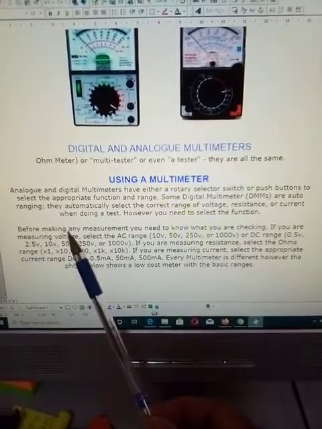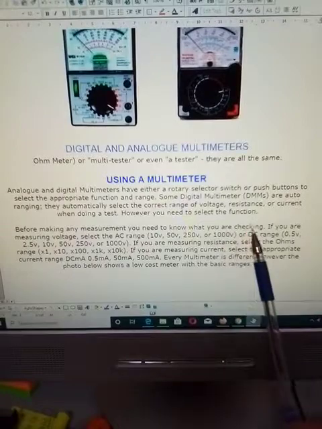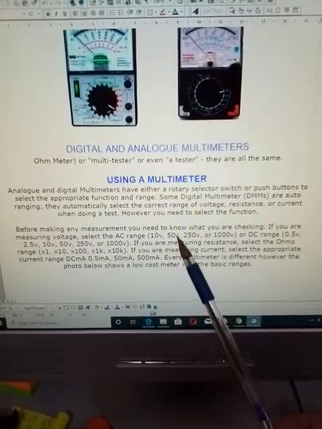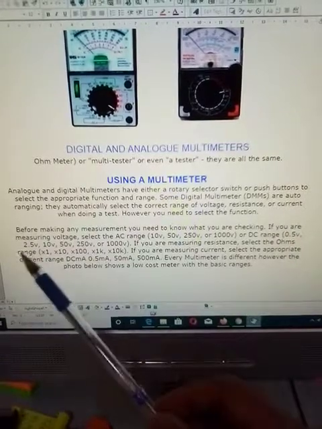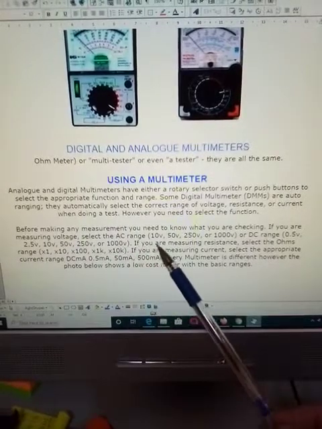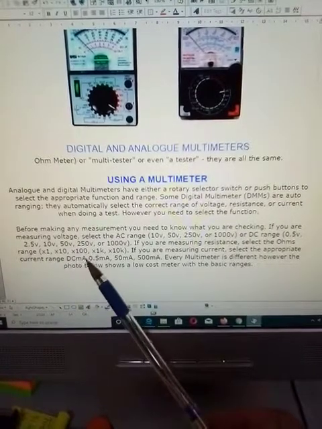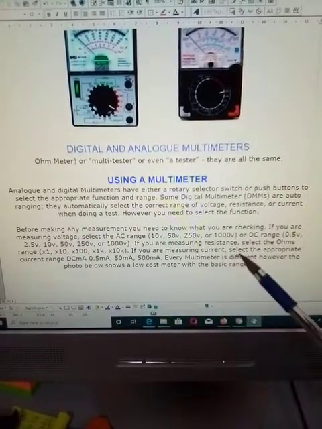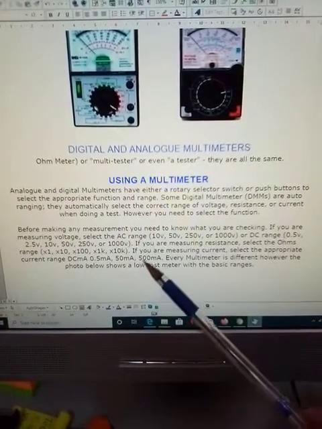Now, before making any measurement, you need to know what you are checking. If you are measuring voltage, select the AC range, 10 volts, 50 volts, 250 volts, or 1000 volts, or DC range, 0.5 volts, 2.5, 10 volts, 50 volts, 250, or up to 1000 volts. If you are measuring resistance, select the ohms range, times 1, times 10, times 100, times 1K, times 10K. If you are measuring current, select the appropriate current range, DC milliamps, 0.5 milliamps, 50 milliamps, 500 milliamps.